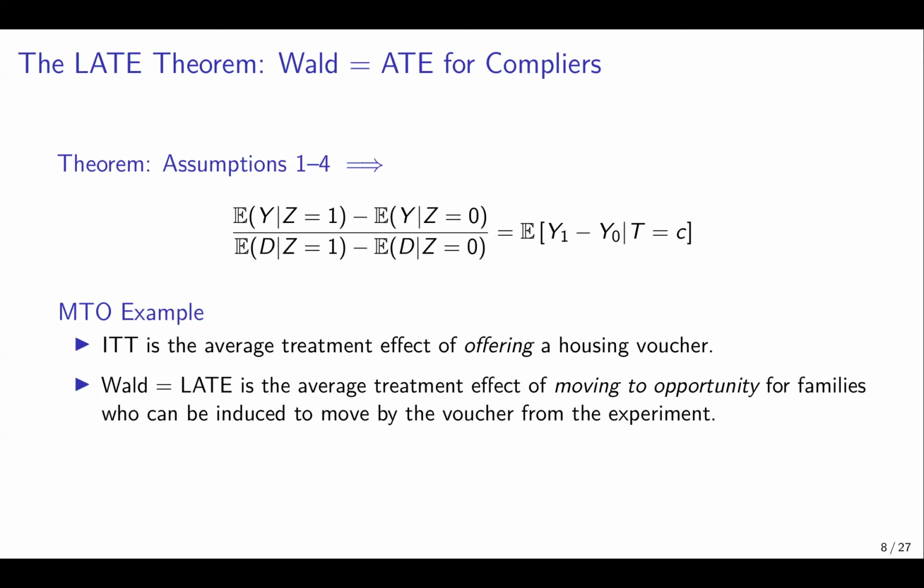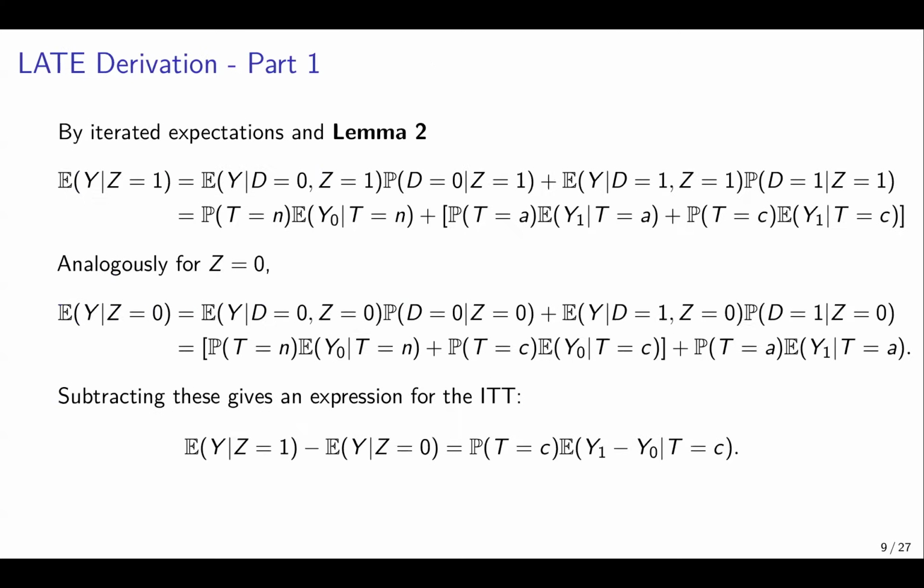So this kind of makes intuitive sense, and the mathematics also shows that it's true. So what happens here? We talked about the moving to opportunity example. In this example, the ITT, which is the numerator of the Wald, is the average treatment effect of offering a housing voucher. But the Wald is the local average treatment effect. This is defined as the average treatment effect of moving to opportunities for the sort of family who can be induced to move by the voucher that our experiment provides.